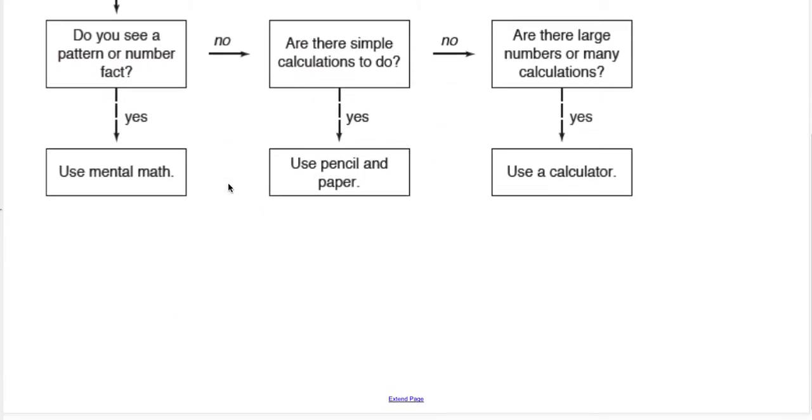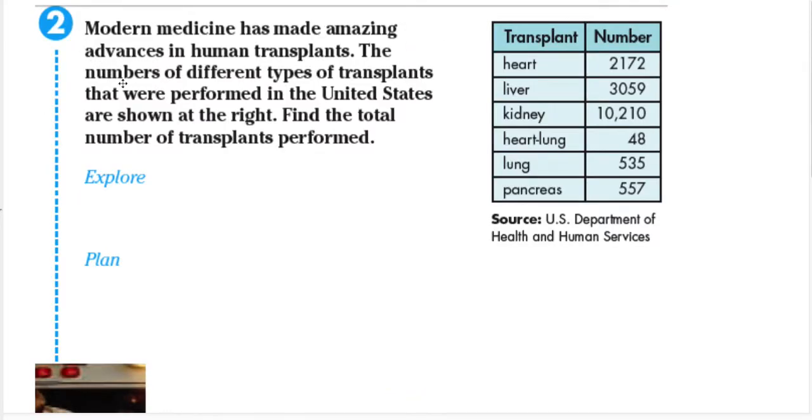Okay, let's take a look at example number 2. Modern medicine has made amazing advances in human transplants. The numbers of different types of transplants that were performed in the United States are shown at the right. Find the total number of transplants performed. Okay, so you have heart transplant, 2,172 times performed, liver, 3,059, kidney, 10,210, heart-lung, 48, lung, 535, pancreas, 557, and this is from the U.S. Department of Health and Human Services.